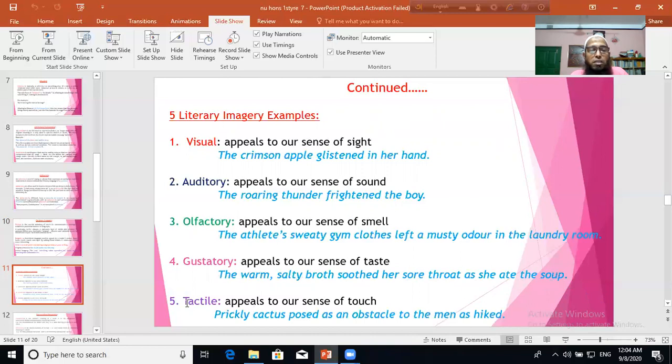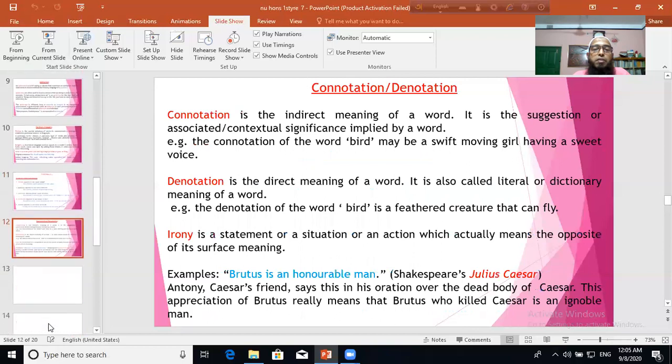Tactile, this is the fifth sense, appeals to our sense of touch: Prickly cactus posed an obstacle to the man as height. So here the cactus is prickly, there are prickles on the cactus, and it became an obstacle, a hindrance to the man as height. So these are the five senses, and these are examples of imagery.